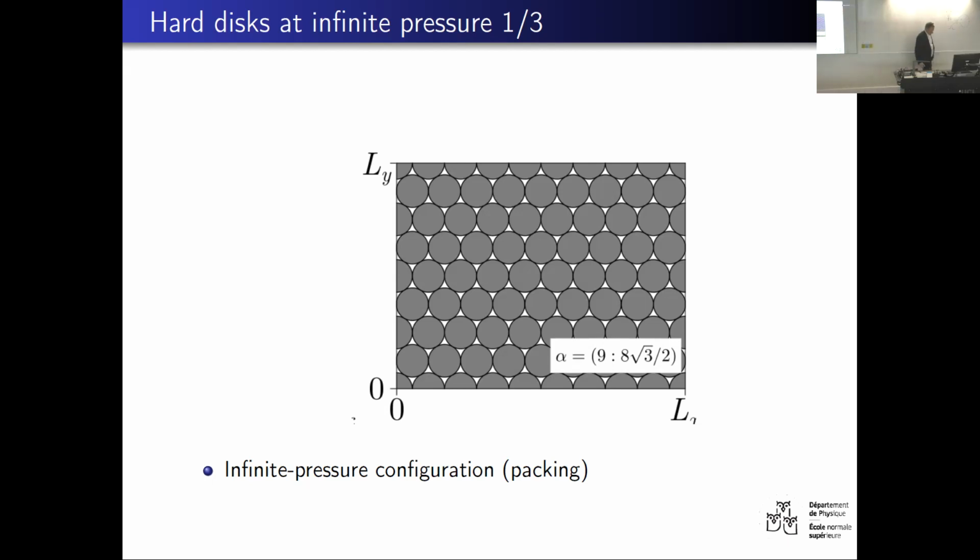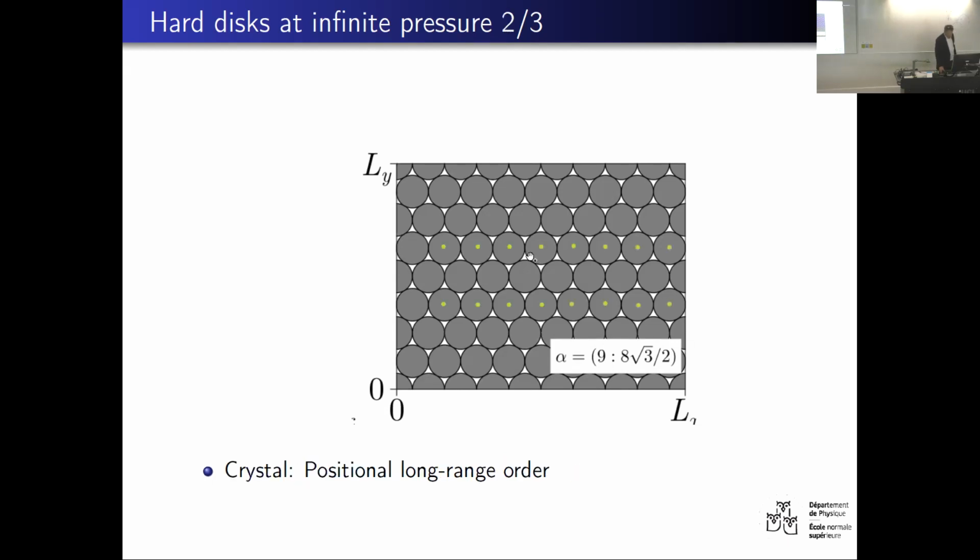So I want to discuss this infinite pressure configuration, and it has 2 properties. First of all, it has positional long-range order. So you take the positions, put them into your Fourier program, and you get beautiful delta peaks that grow like n. Or you throw X-rays onto this system, and you get X-ray diffraction patterns exactly at the Fourier mode. So that's called a crystal.